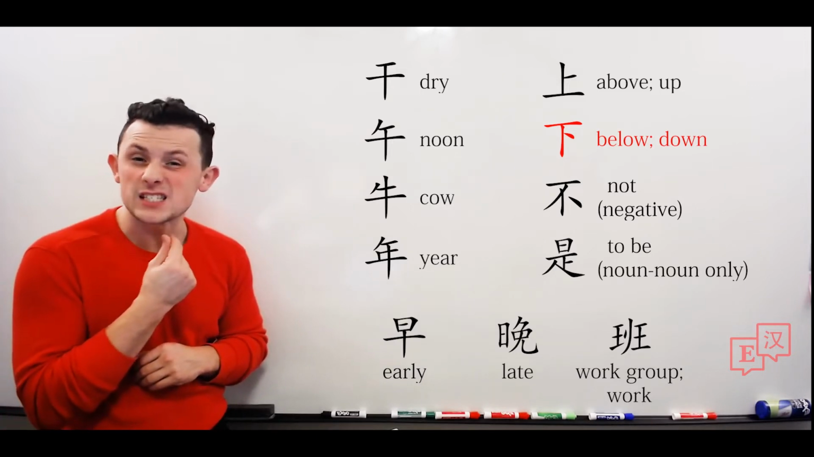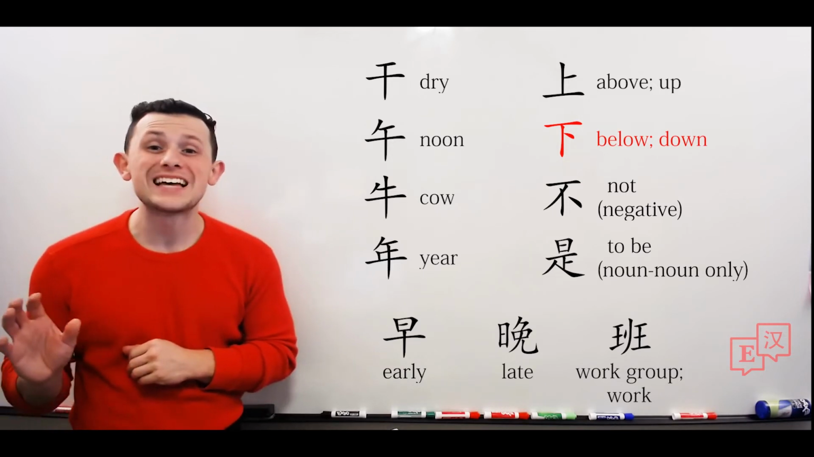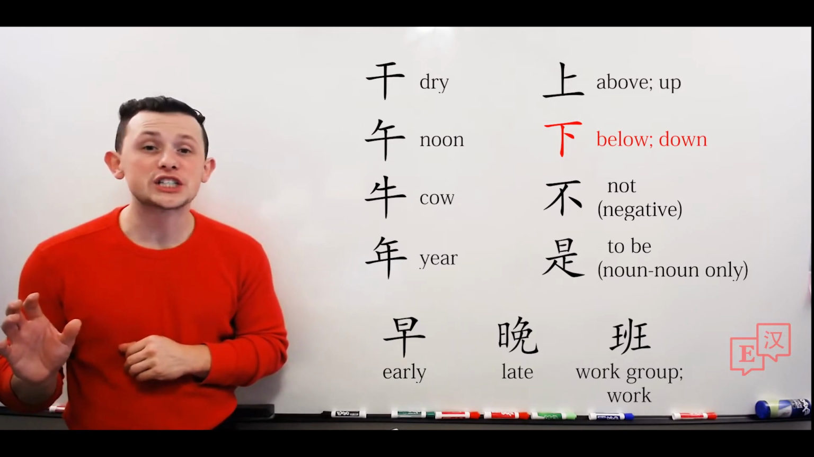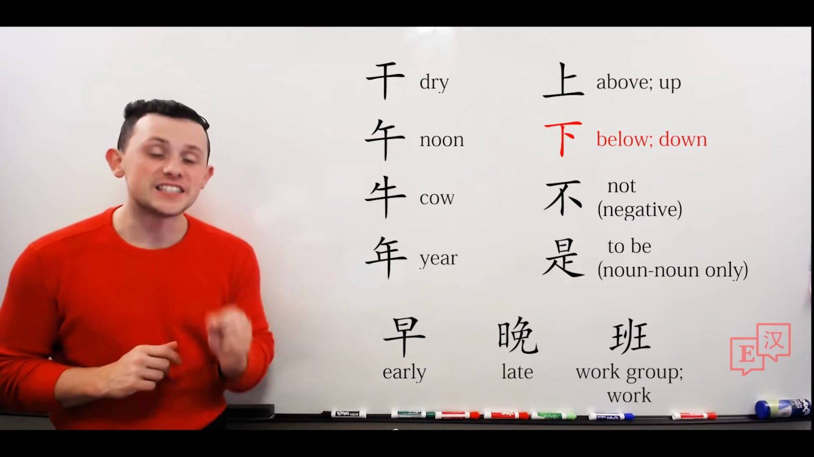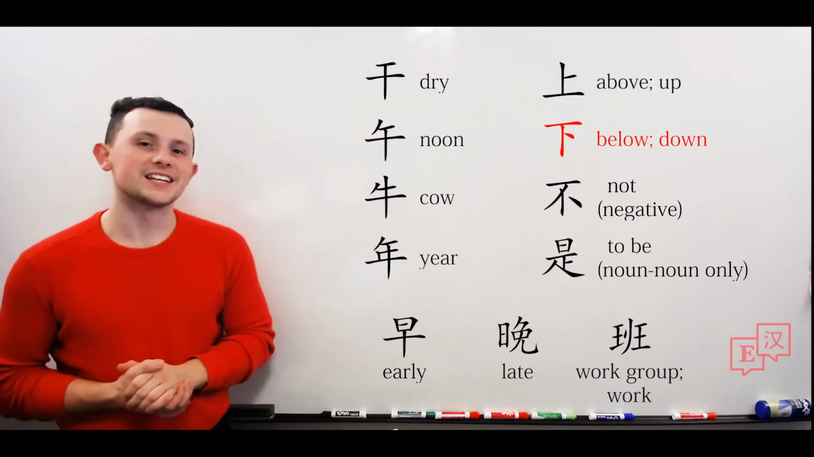Kind of like I have a lisp. Xia. And this is different from s or sh. Xia. Below, under, to go down, etc.